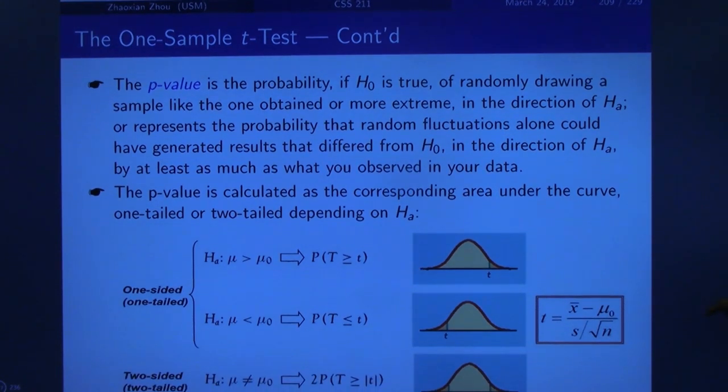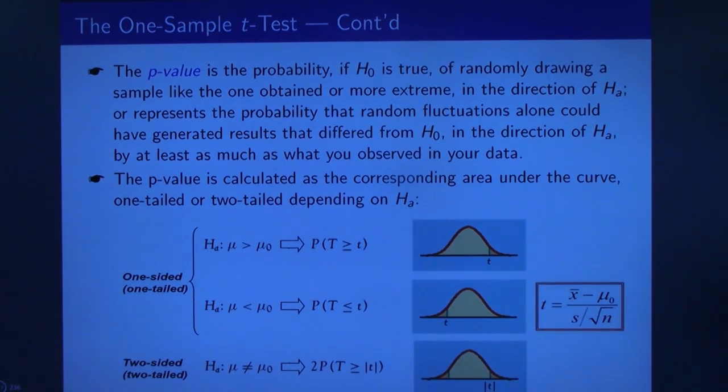For the one sample t-test, the p-value, as before, is the probability, if H0 is true, of randomly drawing a sample like the one we get, or more extreme in the direction of the alternative hypothesis. It represents the probability that random fluctuations alone could have generated a result that differs from H0 in the direction of HA by at least as much as what you observed in your data. This explanation is very lengthy, but we should understand it.